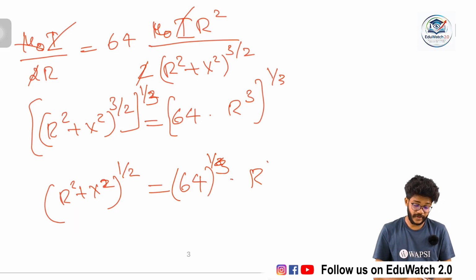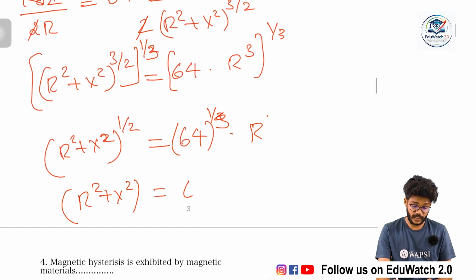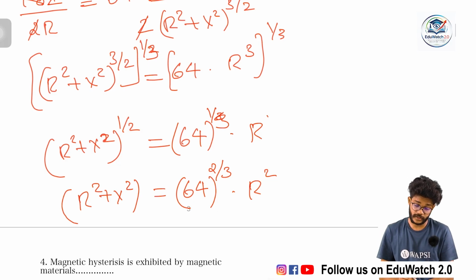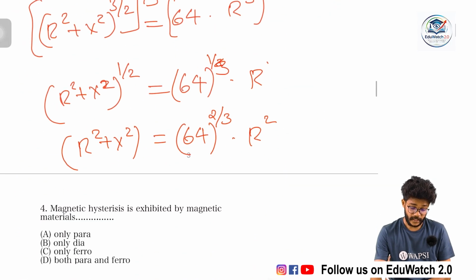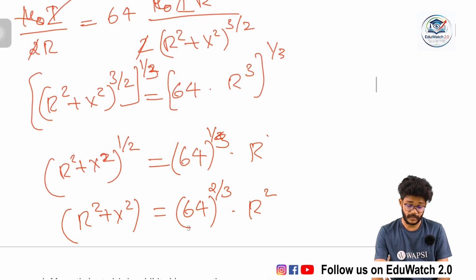Next we want to take the square on both sides. So r² + x² is equal to 64 raised to 2/3 times r². In the left side we have an r², and in the right side we have an r², so we can take both the terms to the same side. So x² is equal to r² times (64 raised to 2/3 minus 1).